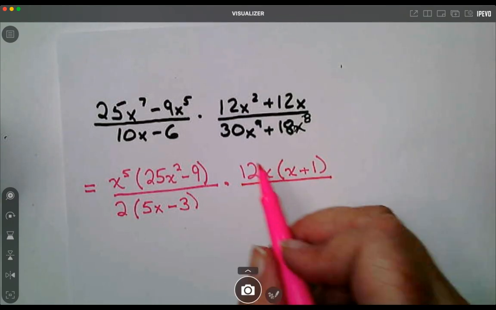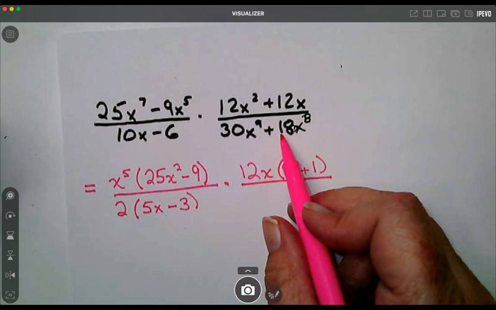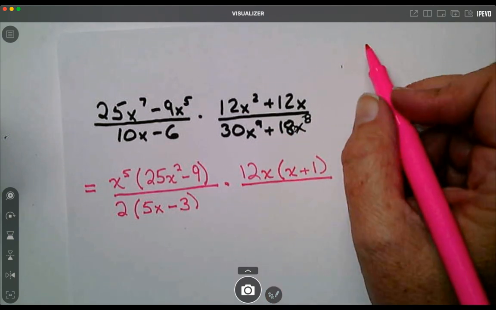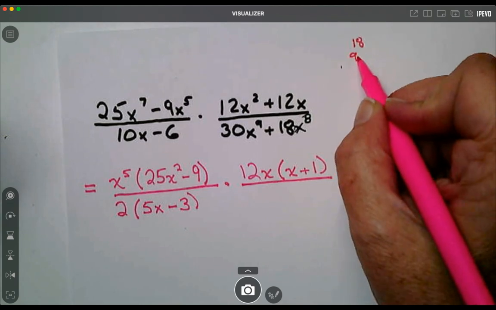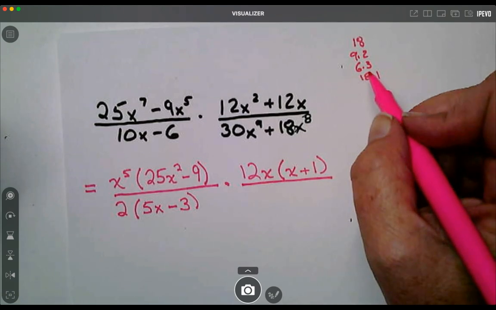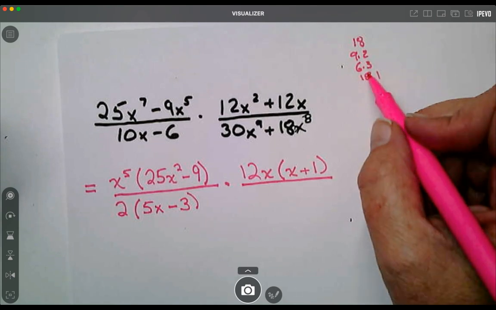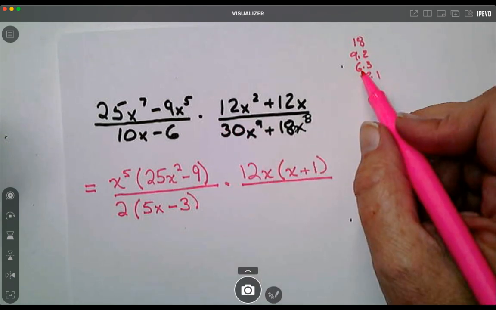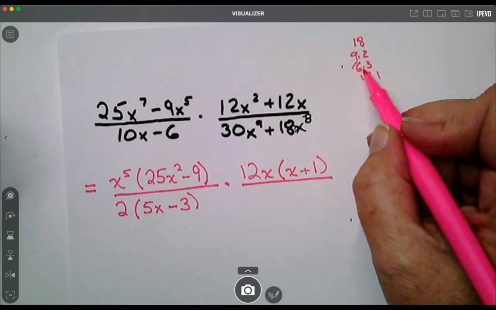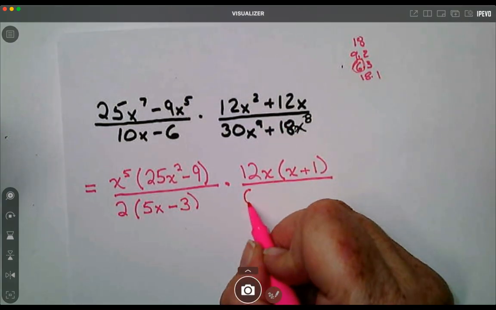What do I have over here? 30 and 18. 18 is 9 times 2, or 6 times 3, or 18 times 1. 9 does not go into 30, but 2 does. 18 does not go into 30. 6 goes into 30. So of all these things that go into 18, 6 is the biggest one that also goes into 30. So I could take out a 6.